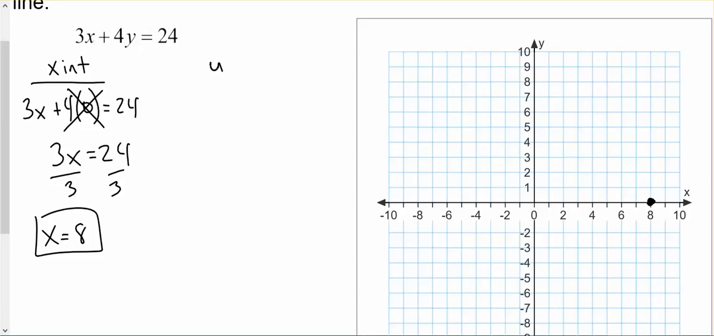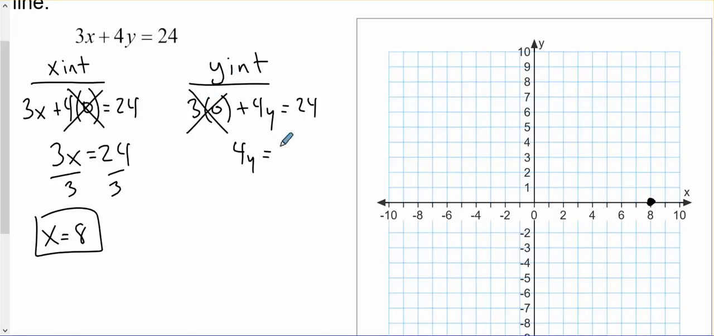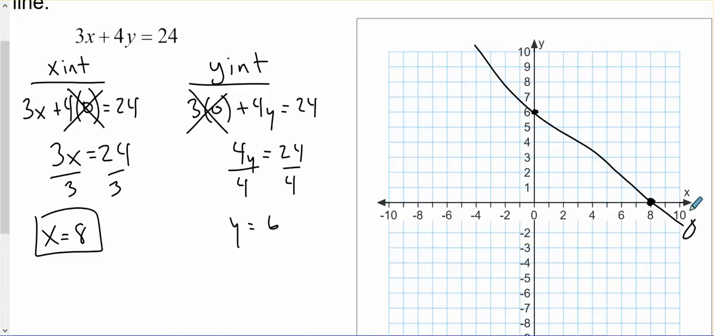Our y-intercept: 3 times 0 plus 4y equals 24. That becomes 0, so we've got 4y equals 24. Divide by 4, and we get y equals 6. And we draw our line. Pretend I draw straight lines, but you get the idea. A straight line going from 6 to 8.